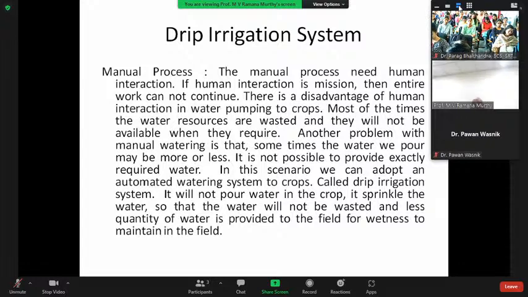So basically, I am using it in an irrigation system. I want to use this irrigation system in which the manual process needs human interaction, and if human interaction is missing, then the entire work cannot be continued. There is a disadvantage of human interaction in water pumping to crops. Most of the time, water resources are wasted and will not be available as and when we require them.